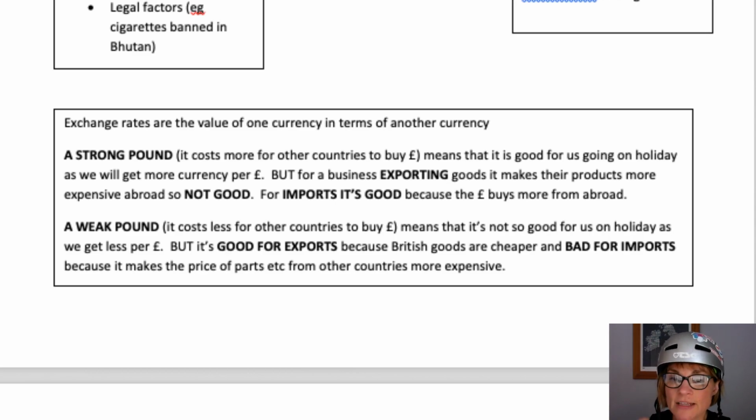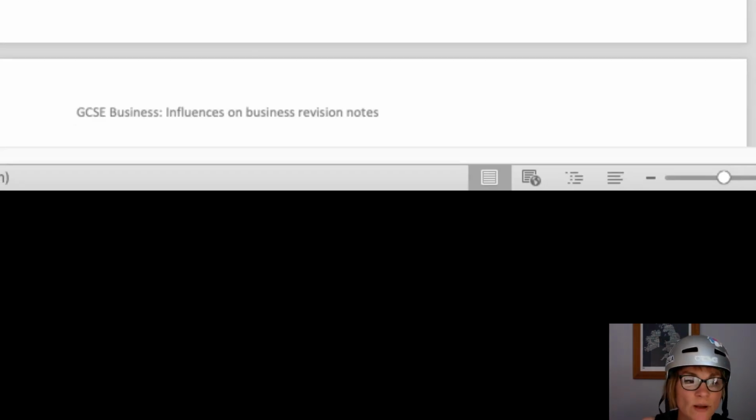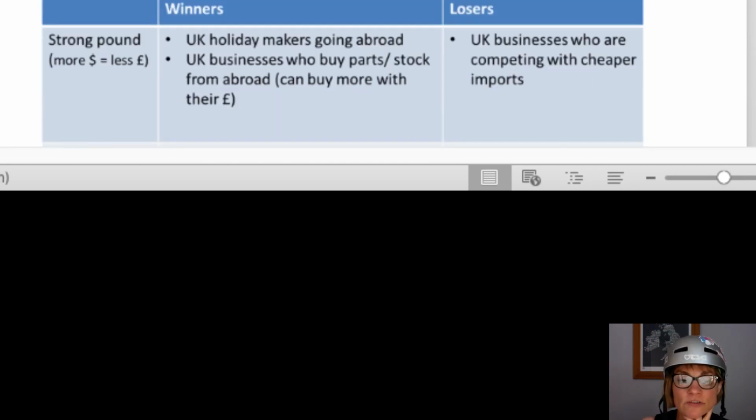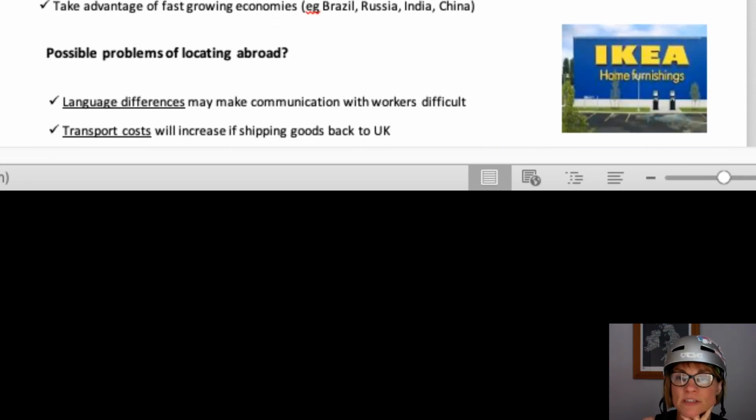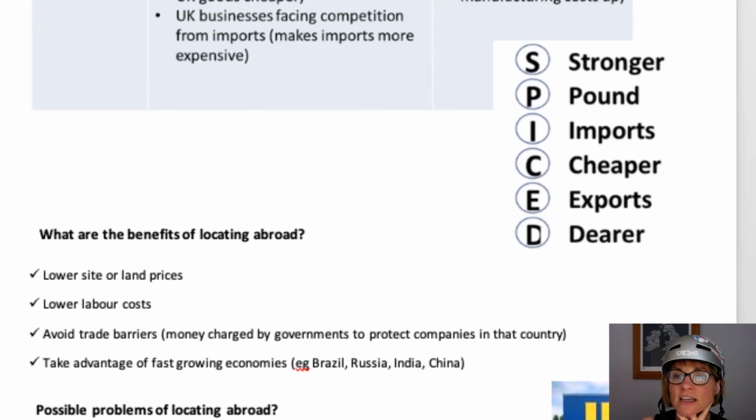So let's go on to Spiced, because this is a good way of remembering it if you're struggling a bit. I don't want to read that through. Remember Spiced that we looked at? Stronger pound, imports cheaper. So I go in, I can buy with my pound more. So it's cheaper for products to come into the country. It's cheaper to buy things that are coming into the country.